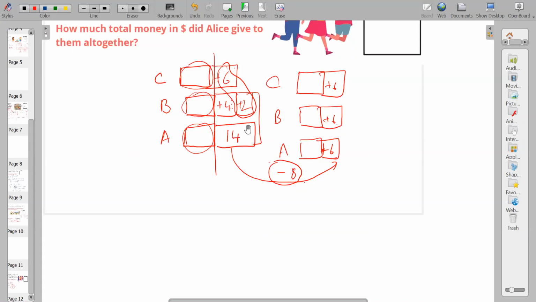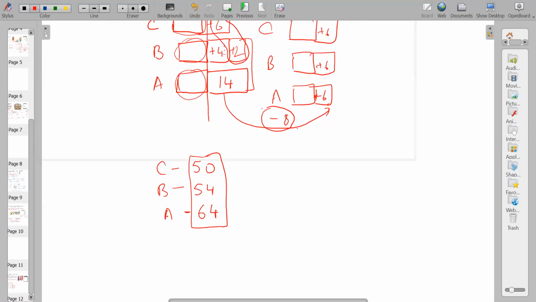Sometimes, if you are not able to get the logic in these kinds of problems, you can take a bigger amount. Let's say you take Cheryl as 50 rupees. Therefore Beth will become 54 rupees, and therefore Alice will become 64 rupees. Then just add all three. What will you get? You will get 168, correct?